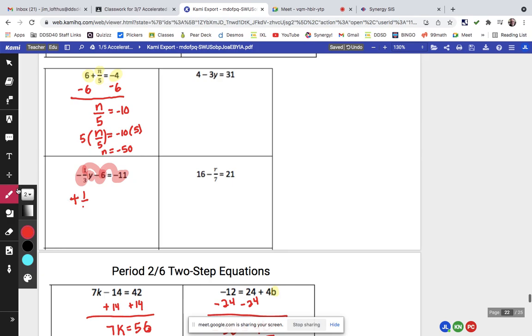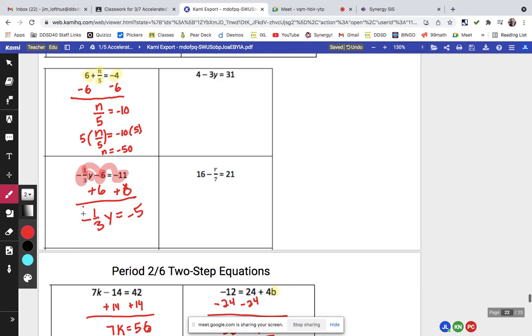Whoops, we're going to add 6. We're not going to add 1/3. Can't add away multiplication. We can add away subtraction, though. We're going to add 6. And we've got negative 1/3 y is equal to negative 5. Negative 11 plus 6 is negative 5.